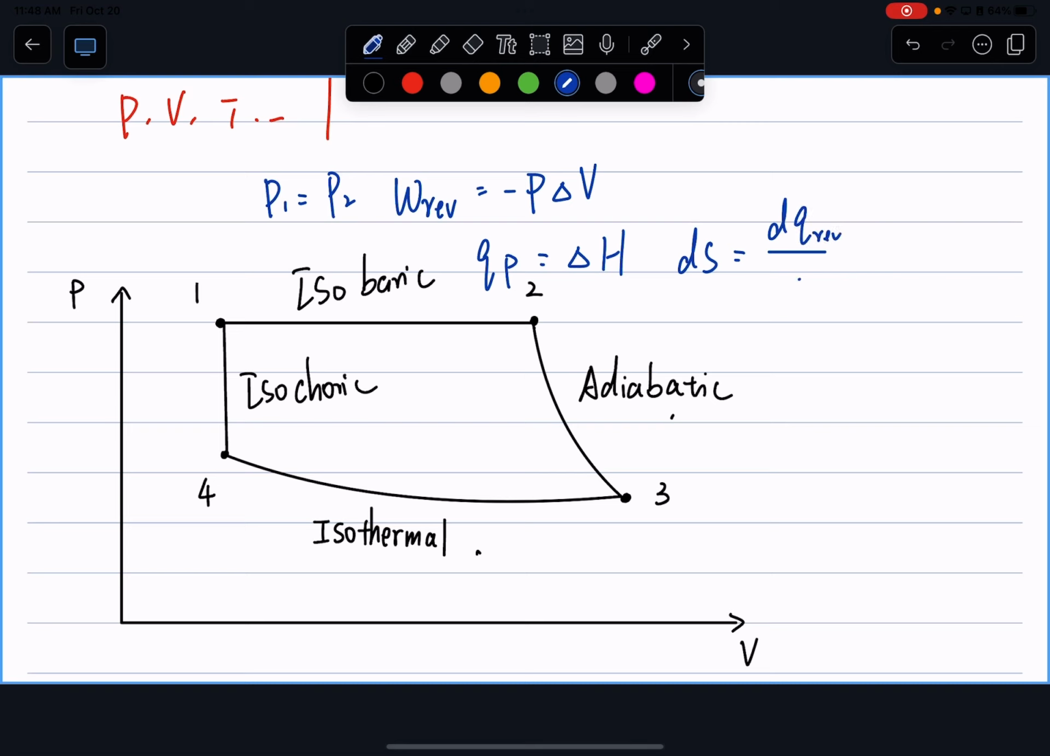equals dQ_rev over T. Now, in this case, we cannot take that T outside because it's not an isothermal process anymore. So what we need to do, if we were to find delta S from 1 to 2, you're actually taking the integral from 1 to 2 of 1 over T dQ. Right, because your temperature is not a constant anymore. You can't take it out from the integral.